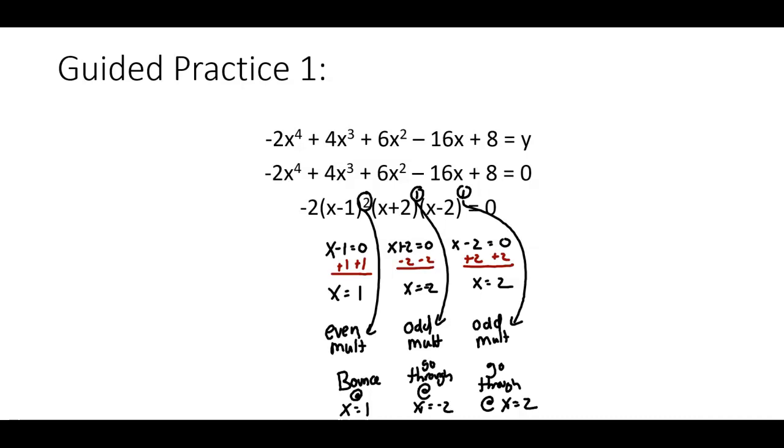And then at x equals 2, we have an odd multiplicity again, so for x equals 2, we will also go through the x-axis at that point. So that is step 5. Go ahead and pause the video here and do step 6.